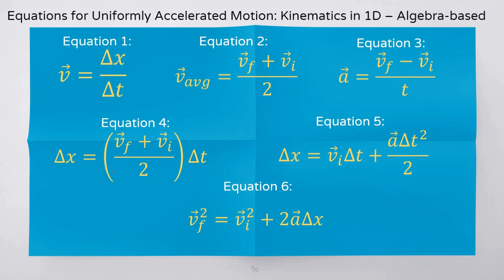Equation number 4, if we're not required to look for acceleration and all the other variables are present in the problem, this one's it. Equation number 5, if we're not required to look for final velocity and all the other variables are present. And equation number 6, if we're not required to find the time variable and all the other variables are present. So this will be the ones that we'll be using in order to solve problems in the next video lessons.